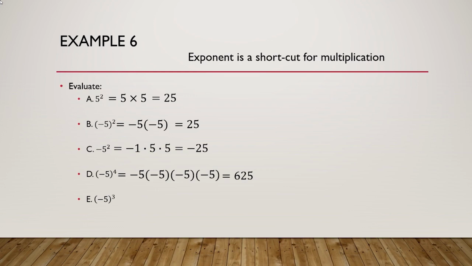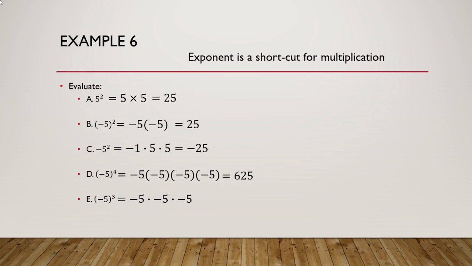Now, if you notice B and D, where you have -5 and it's being raised to an even power, both are positive. So whenever it's an even power, it's going to be a positive result. Now this differs with odd. So -5 raised to the 3rd power, that would be -5 times -5 times -5, which is 125. But is it going to be positive or negative?